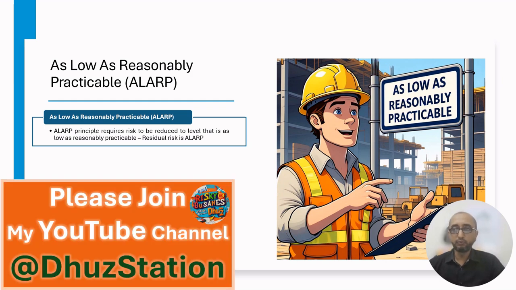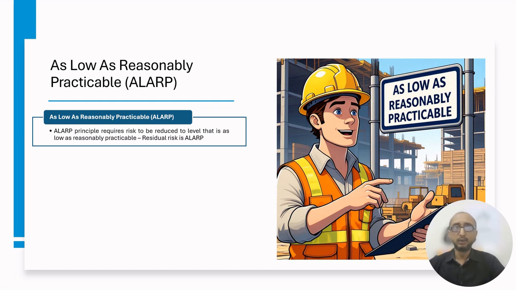First of all, we don't need to confuse it with the acceptable risk. Basically, the acceptable risk was the minimum standard, which was the same for all the organizations, that each organization must achieve. But on the other hand, as low as reasonably practicable is a principle or framework, you can say, which is adopted and practiced globally.